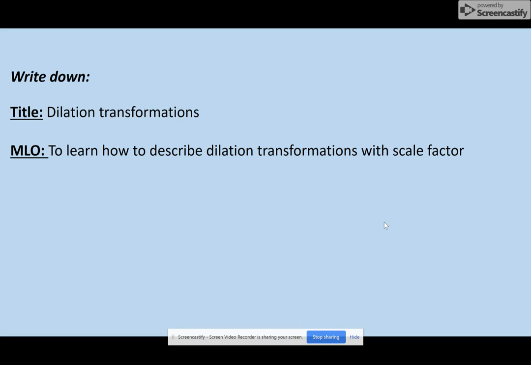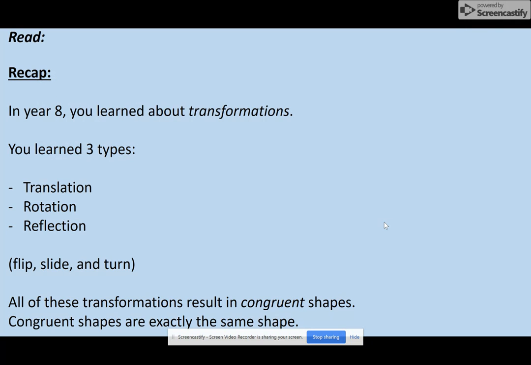And I'll do that first up by having a look at what you did last year, because you might have forgotten it by now. Last year, you would have done some work on transformations, and you would have learnt about three types of transformations. You would have learnt about a translation, which is sometimes called a slide. You would have learnt about a rotation, which is sometimes called a turn. And you would have learnt about a reflection, which is sometimes called a flip.